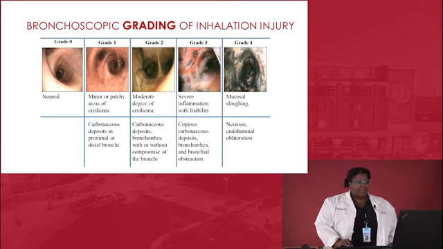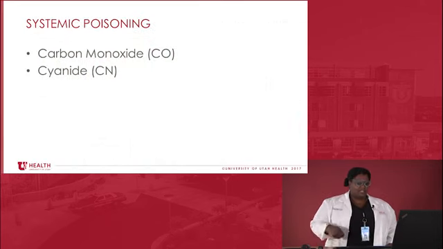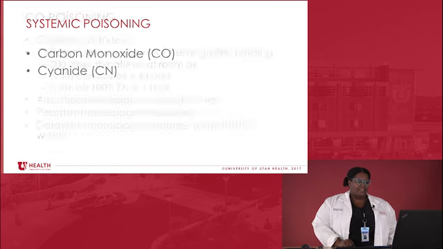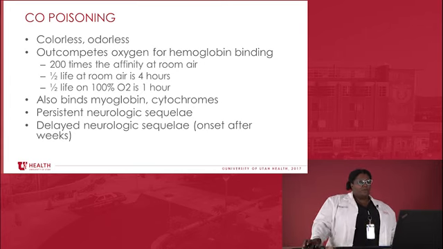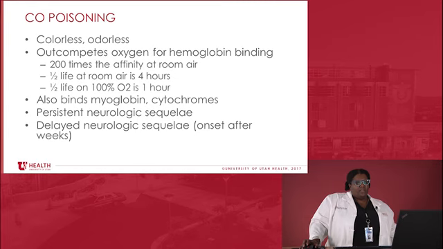So let's talk about the third part of inhalation injury, and that's the systemic poisoning. Carbon monoxide and cyanide. So carbon monoxide poisoning, usually it's a colorless, odorless gas. It outcompetes oxygen to bind to the hemoglobin. It has 200 times more affinity than oxygen.